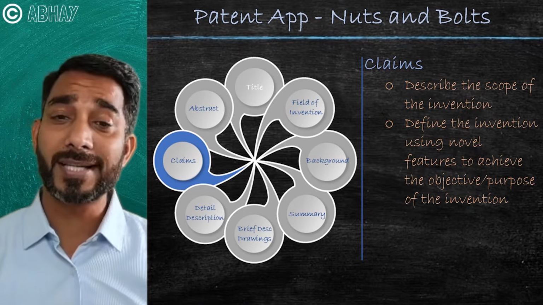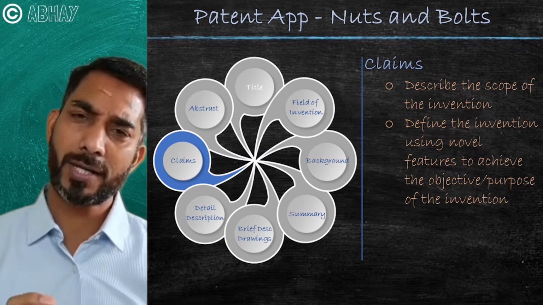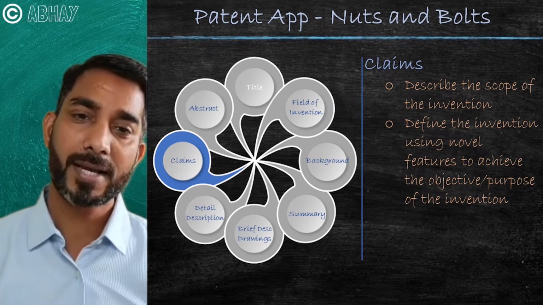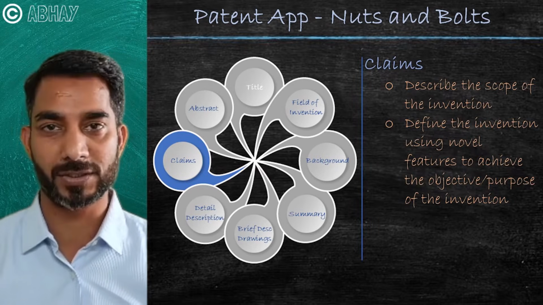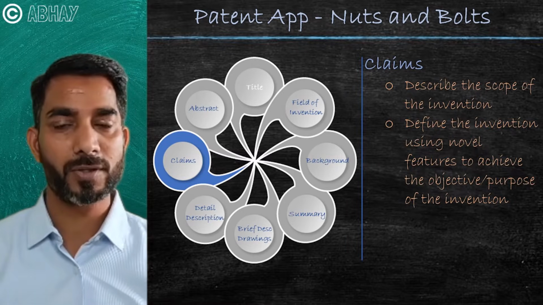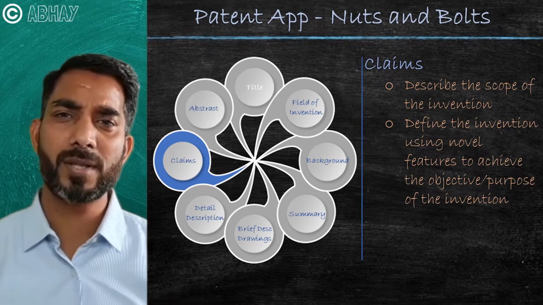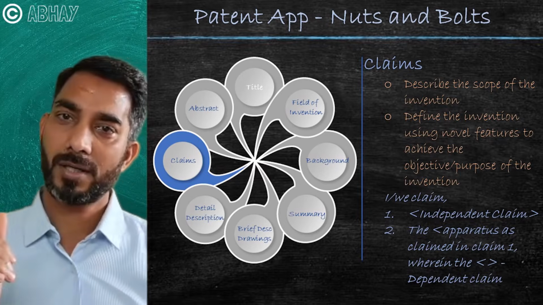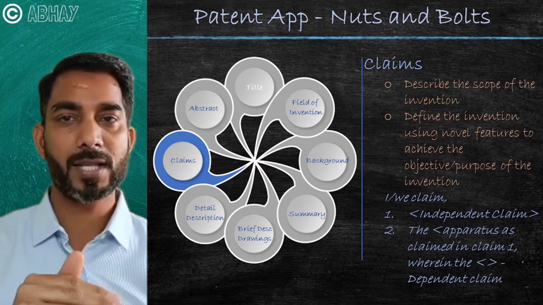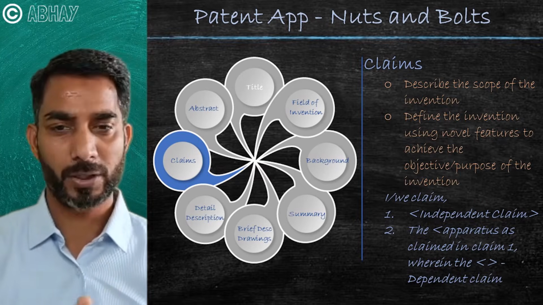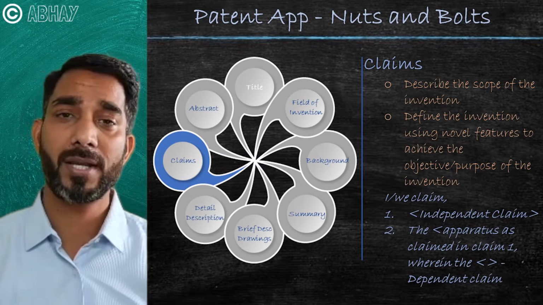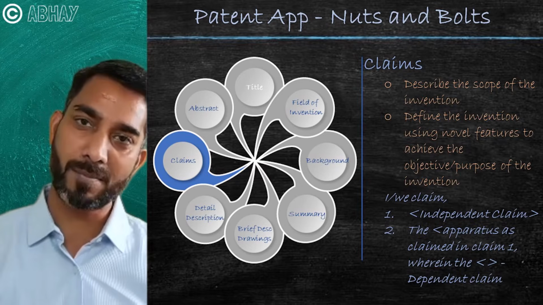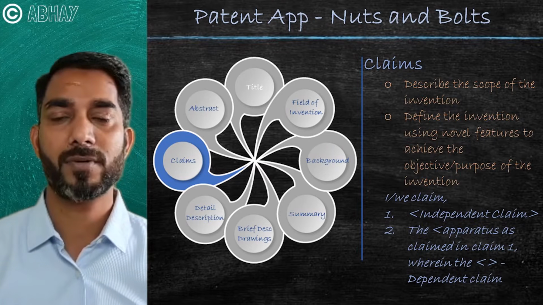So as we know, claim describes the scope of the invention. What exactly are you protecting? And it defines the invention using novel features to achieve the objective or purpose of the invention that is there. So how do we start the section of the claim? Usually we start with I/we claim, we provide the independent claim, and then we also provide a dependent claim. The format could be the apparatus as claimed in claim 1, wherein any feature that you would want to describe more is what you have a dependent claim for.